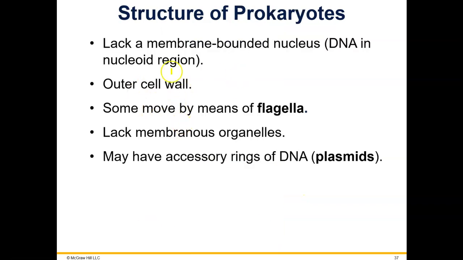Okay, so prokaryote structure. They lack a nucleus, a membrane-bound nucleus. They do have DNA in a nucleoid region. They do have a cell wall. Some can have a flagella, but they definitely do have a cell wall. They do not have membranous organelles like mitochondria and endoplasmic reticulum. And sometimes, in addition to their single circular chromosome of DNA, they can have accessory rings of DNA called plasmids.